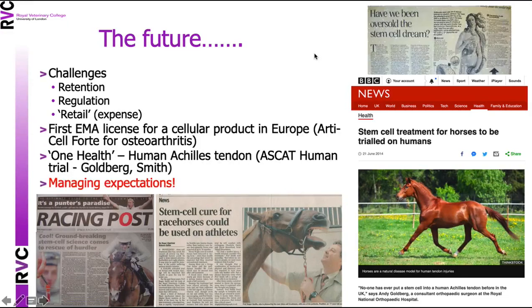But I think we have to be cautious about what this technology can offer. This is an article from the Daily Telegraph a number of years ago, expressing caution in terms of how much stem cells can offer in the medical field. So I think we have to manage the expectations for this treatment. It's very exciting, but there will be limits on what we can do with them.